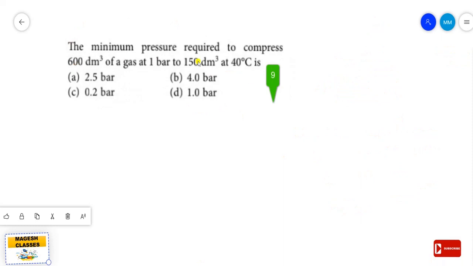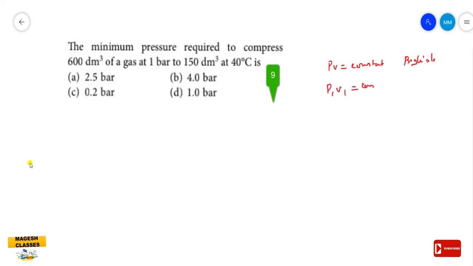Question number 9. The minimum pressure required to compress 600 dm³ of a gas, that is 600 liters of a gas at 1 bar, to 150 dm³, that is 150 liters, at 40 degrees Celsius. At constant temperature, according to Boyle's law, PV is constant. So you can write P1V1 is equal to P2V2.